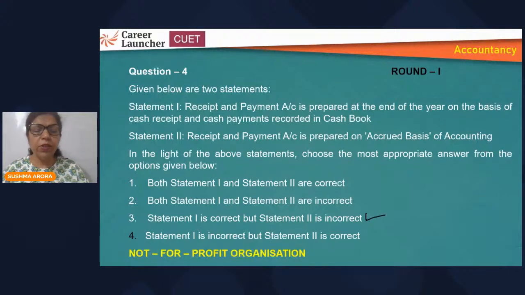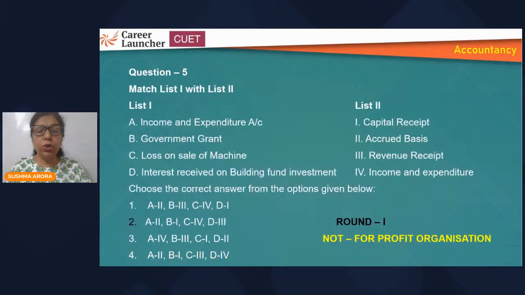Statement 1 is correct, entirely correct. And statement 2 is wrong. Receipt and payment is not prepared on accrual basis. Income and expenditure is prepared on accrual basis. Okay, children? Agree? Shall we move? Yes, correct answer is C. Now we are moving to the next question. This is match the following. Just now I explained that to you.